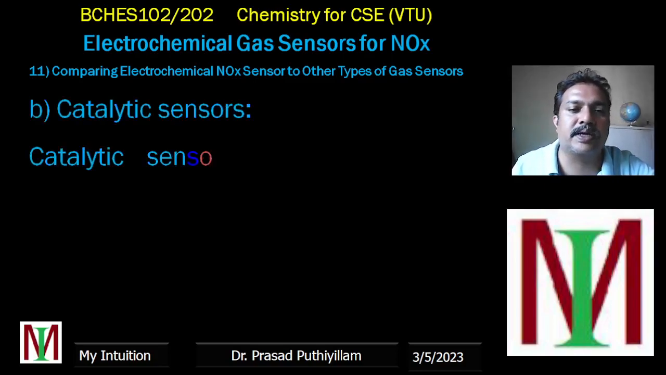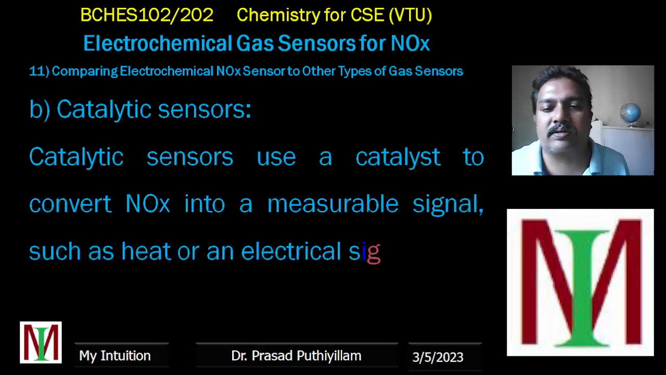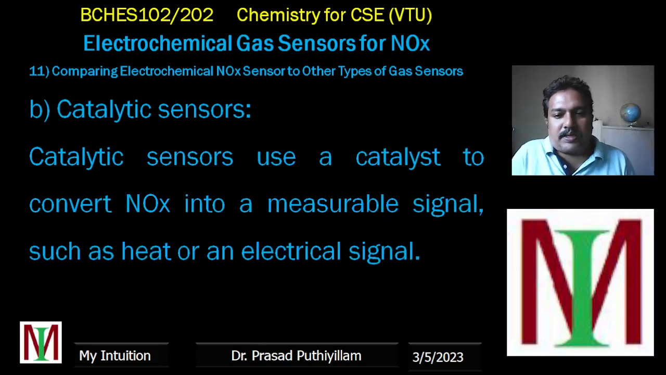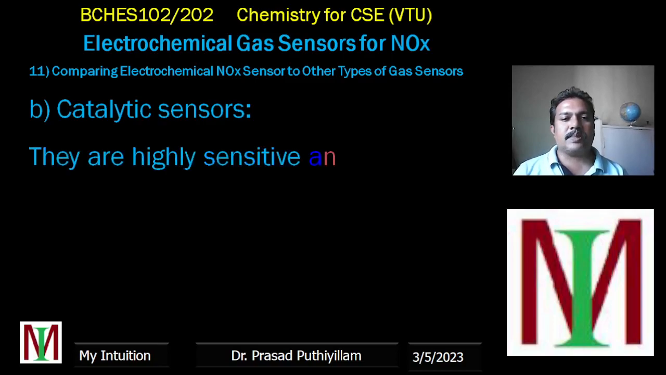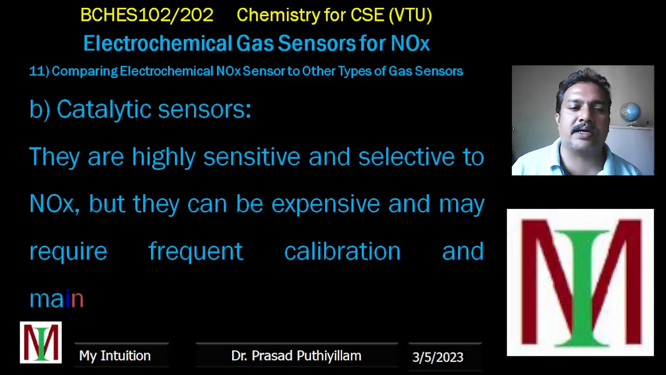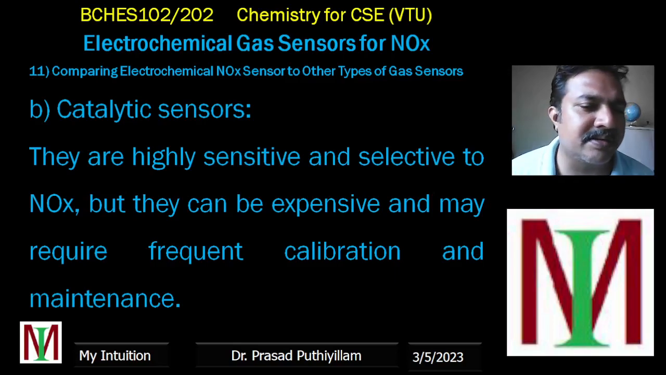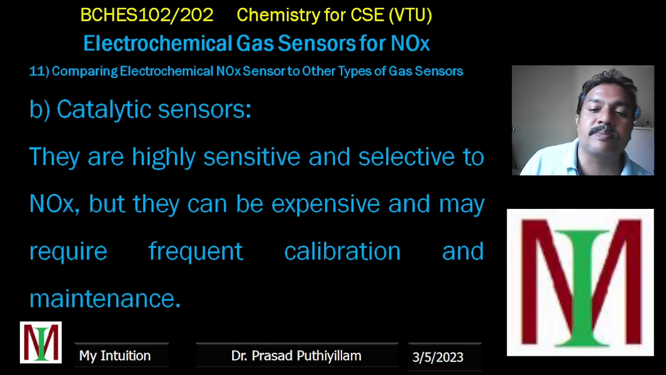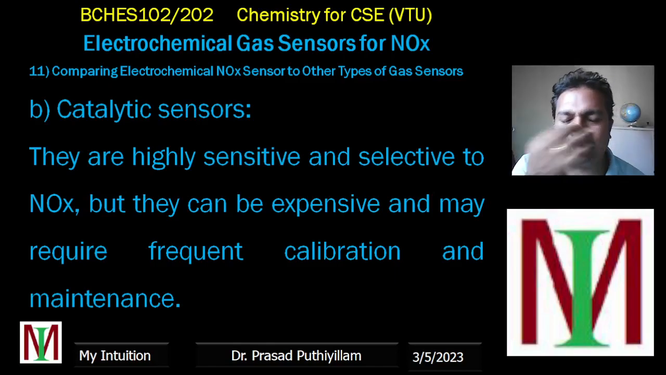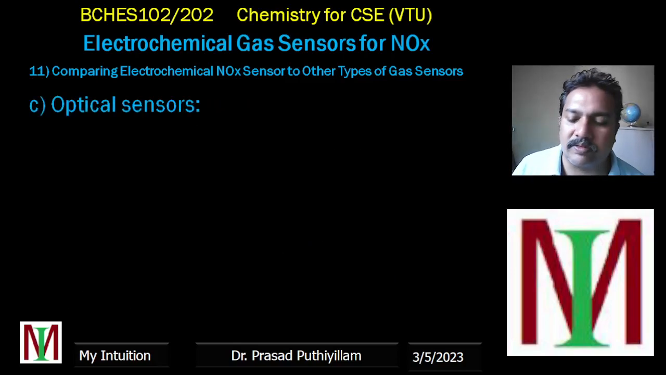Catalytic sensors are a separate category, separate sensor, separate concept. They use a catalyst to convert NOx into another signal, either heat or an electrical signal. They are highly sensitive and selective to NOx, but they can be expensive and may require frequent calibration and maintenance. Highly sensitive sensors we cannot normally use. The measurement is almost exact, better than electrochemical, but very costly and maintenance is also difficult.